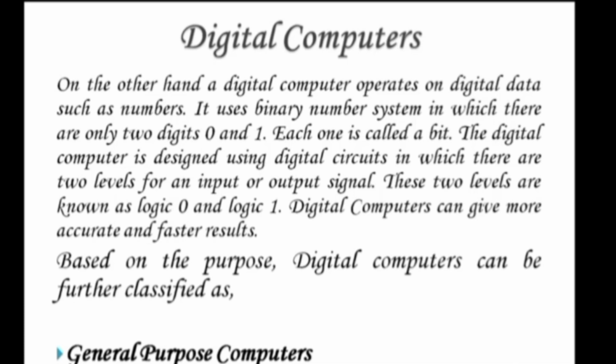General purpose computers are designed to perform more than one task at a time, and special purpose computers can perform only a single task at a time. So here the difference is clear. Analog computers work on or measure physical quantities, whereas digital computers work on the binary number system or digital data, and these are more accurate than analog computers.